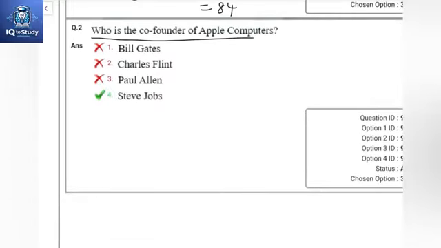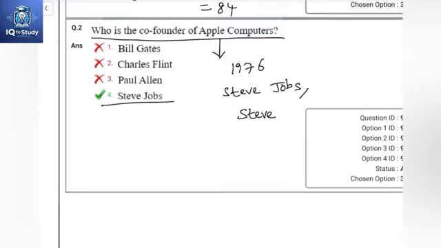Who is the co-founder of Apple Computers? Steve Jobs is the co-founder of Apple Computers. Apple is an American multinational technology company. It was founded in 1976 by Steve Jobs, Steve Wozniak, and Ronald Wayne.